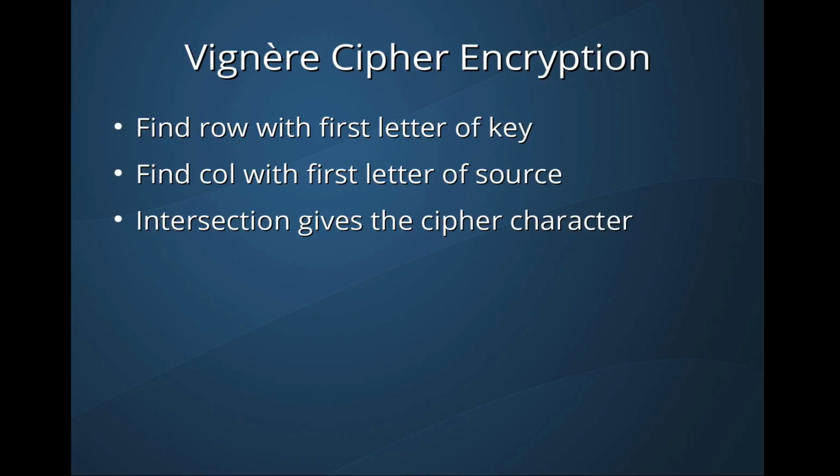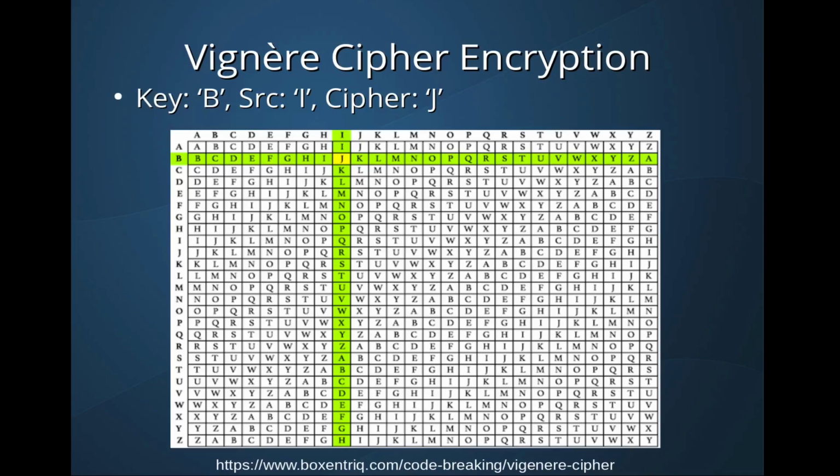So the Vignere cipher relies on the use of a secret key that obviously must be kept secret, otherwise the encryption can be broken. What we're going to do is we're going to find the row with the first letter of our key, and then we're going to find the column with the first letter of our source or plain text message. The intersection of those two gives our cipher character. So for instance, let's suppose our key starts with the letter B, the source starts with the letter I, then the intersection of that row and column gives us a cipher character of J.